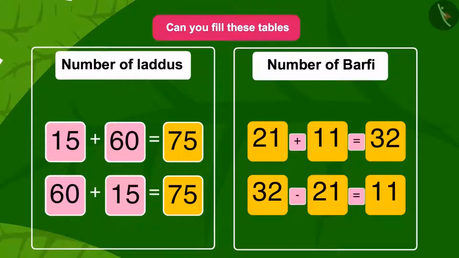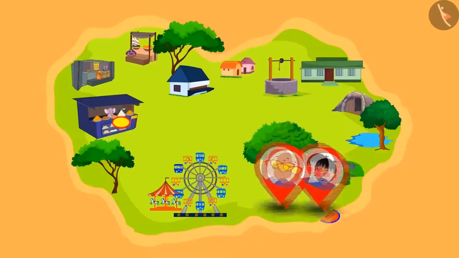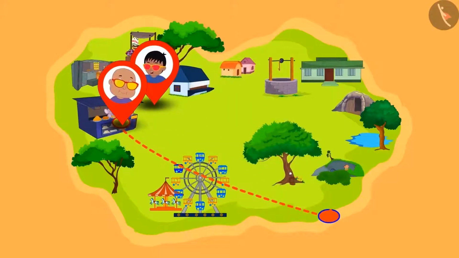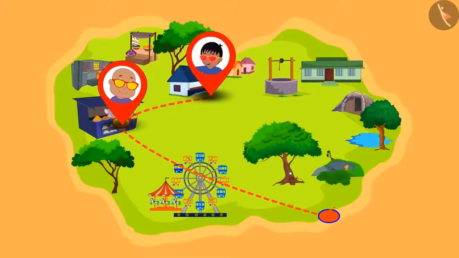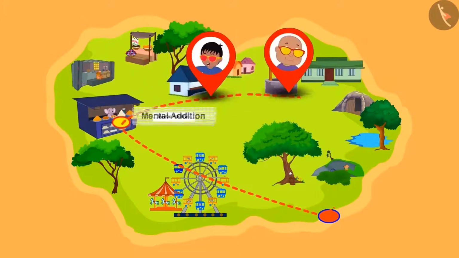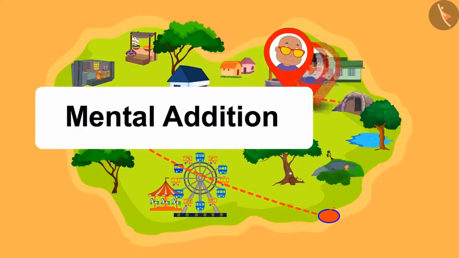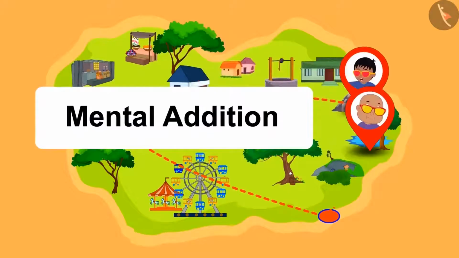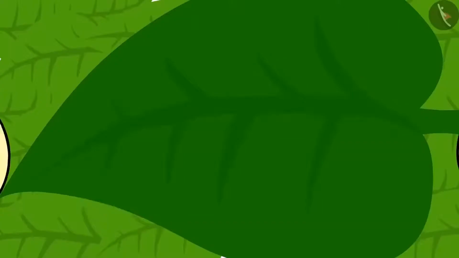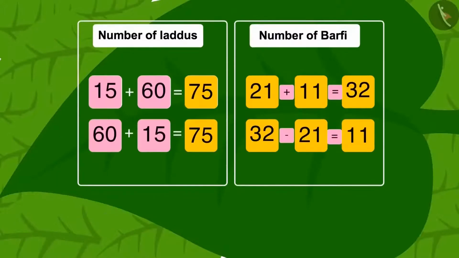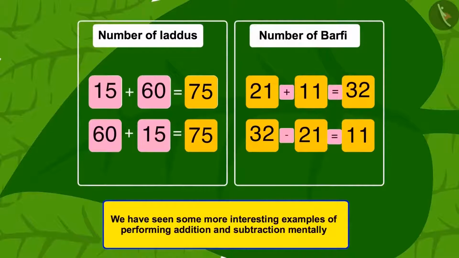Well done, children. You have written the correct answers in this table. Raju and Bablu roamed many places and enjoyed using their glasses. You too can enjoy math using these methods of addition and subtraction. Children, in this video, we have seen some more interesting examples of performing addition and subtraction mentally.